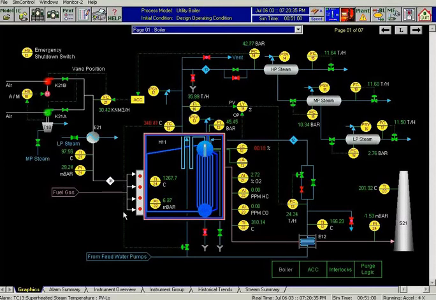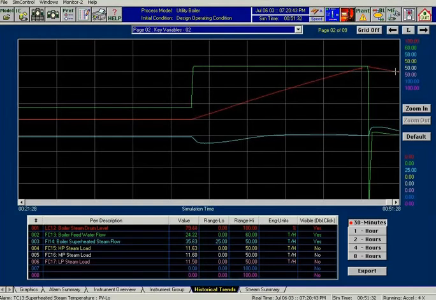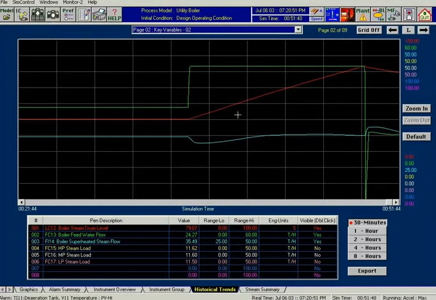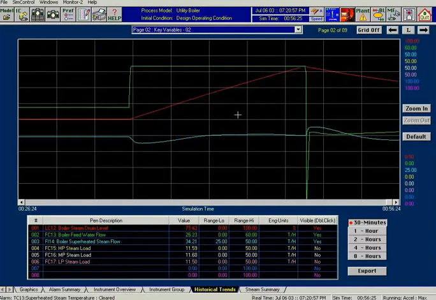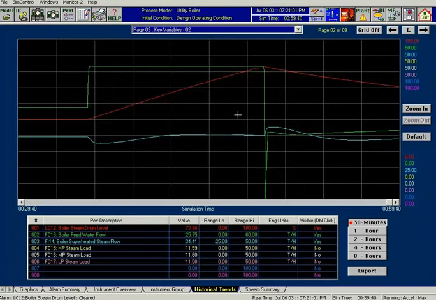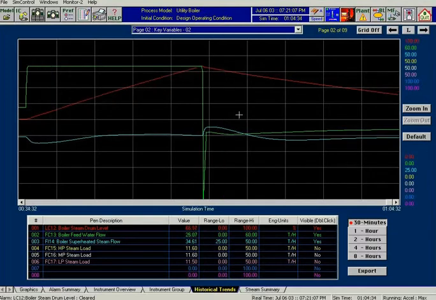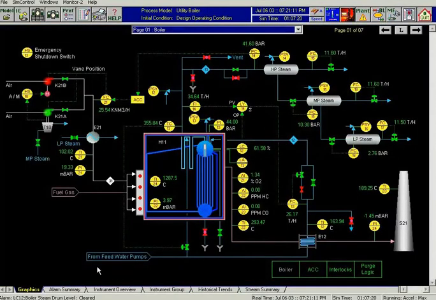If we go back to the trends, we see how we switched from automatic boiler feed water control to manual control and how the steam drum level is coming back. Let's increase the simulation speed to see how the boiler unit stabilizes. The boiler unit is back to its normal operating conditions.